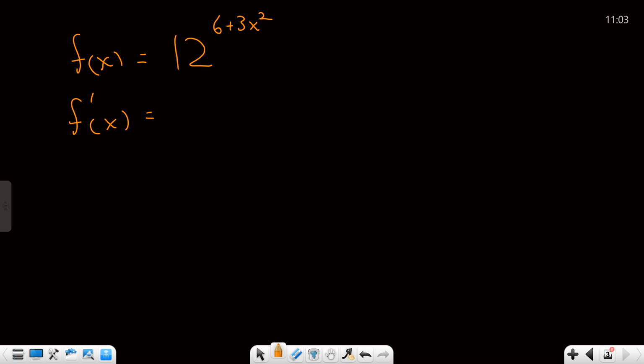Okay, figure out what F prime is. Now, I understand you just saw the formula, so you're not going to have it memorized. But eventually you're going to be identifying each part. If I go back a slide, I'm taking the derivative of a function raised to an exponent, so this is an a to the u. Ask yourself, what's a and what's u? In this problem, what's a? 12. What's u? 6 plus 3x squared. Take that and apply the formula.